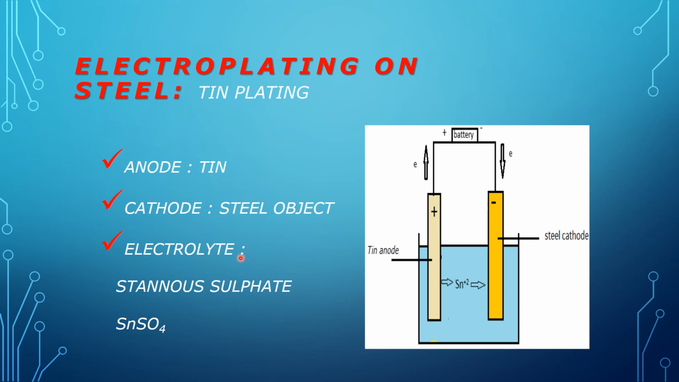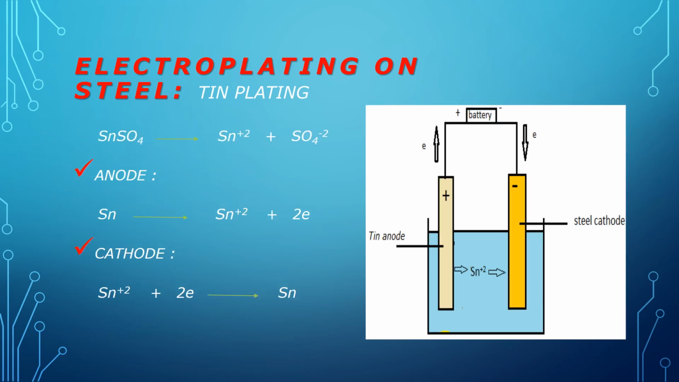The electrolyte here is stannous sulfate with formula SnSO4. Here again a few drops of sulfuric acid will be added to avoid hydrolysis. In this, the tin anode will dissolve to produce tin ions and tin ions will be deposited at steel cathode.